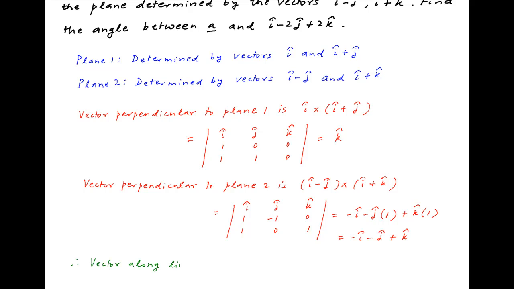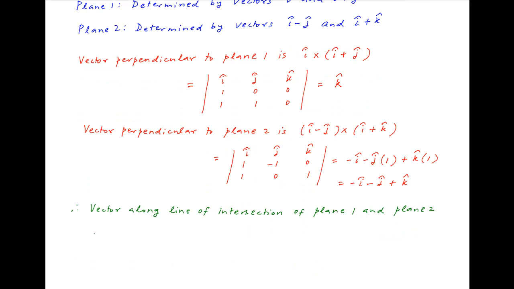Now the vector along the line of intersection of these two planes will be normal to the vectors perpendicular to planes 1 and 2, and is therefore equal to vector k cross minus i minus j plus k.